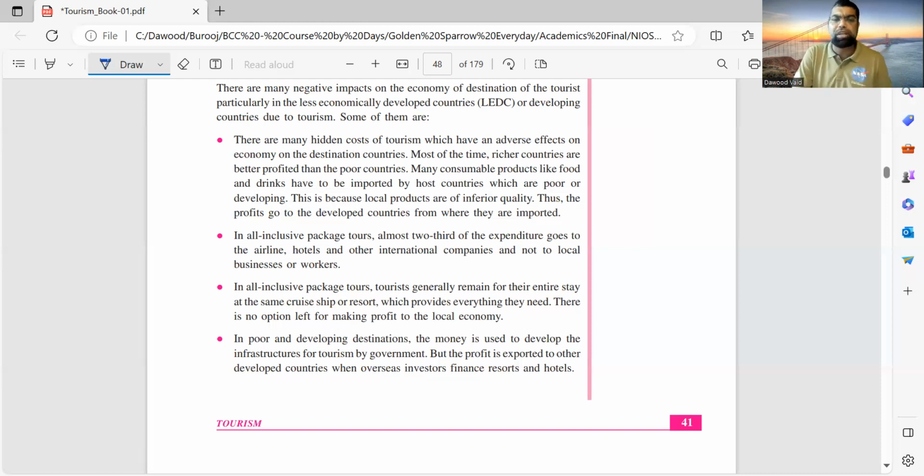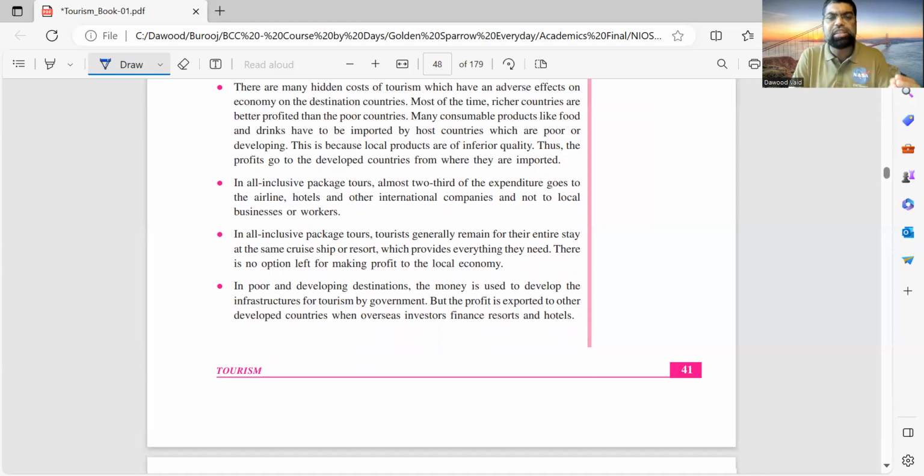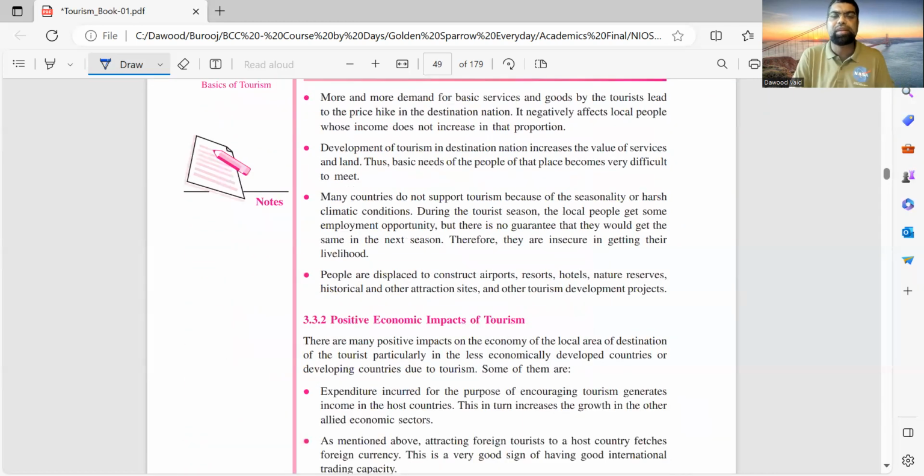And of course, we can talk about plastic and pollution. That is also economic because the infrastructure cost goes high. Remember, you have to remember 3 points in each of these. As the question comes in, it becomes very easy.